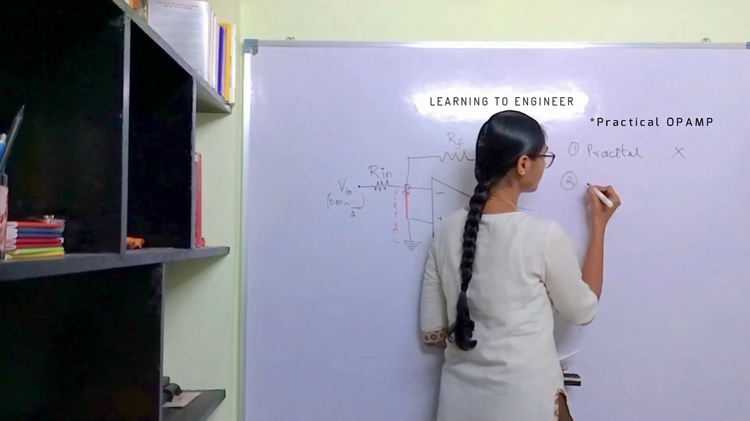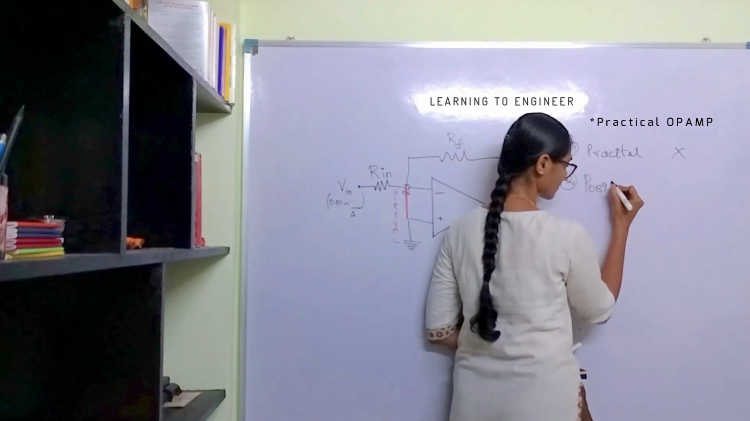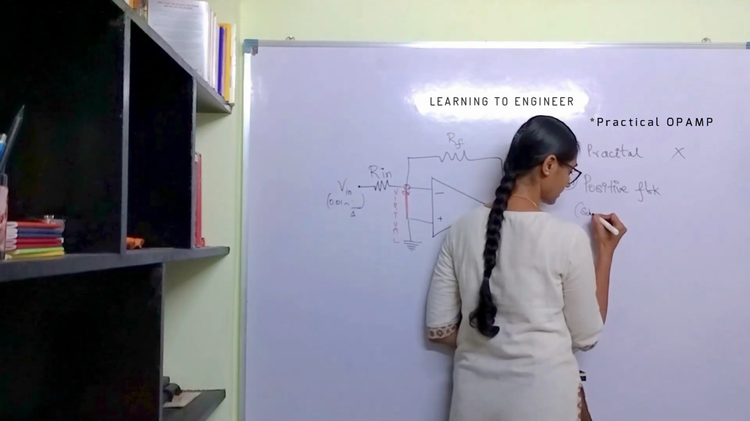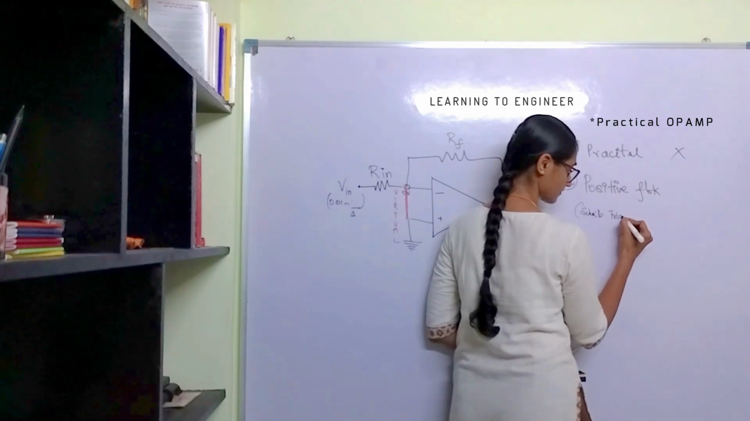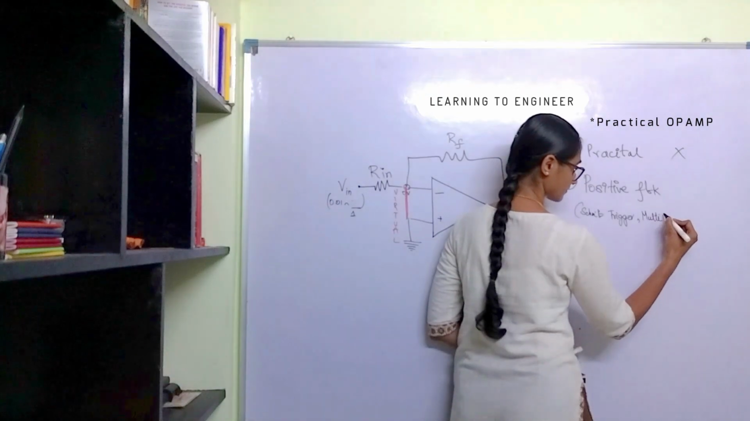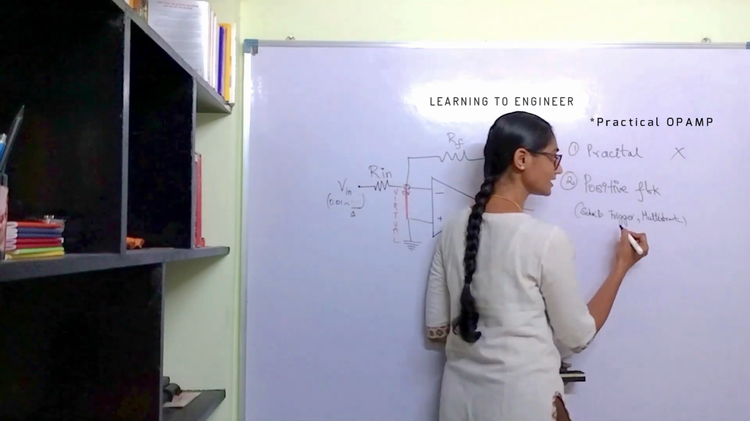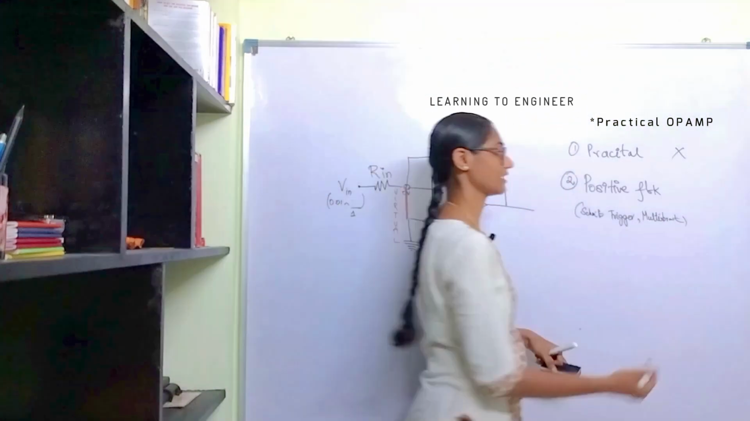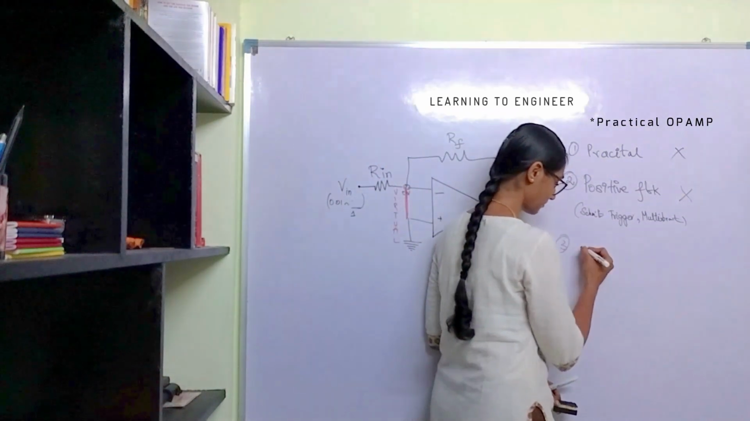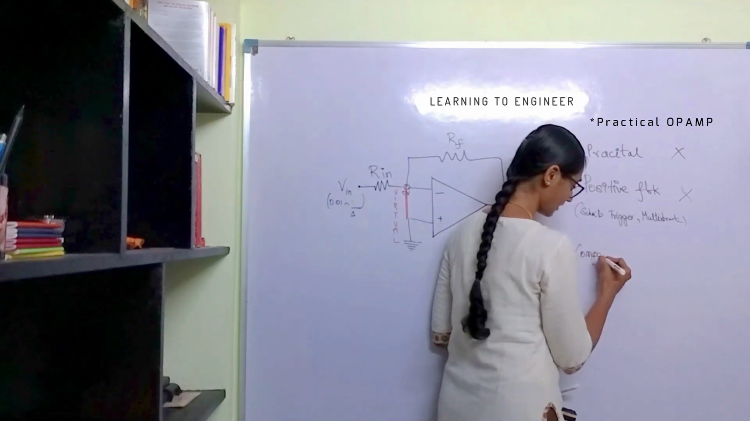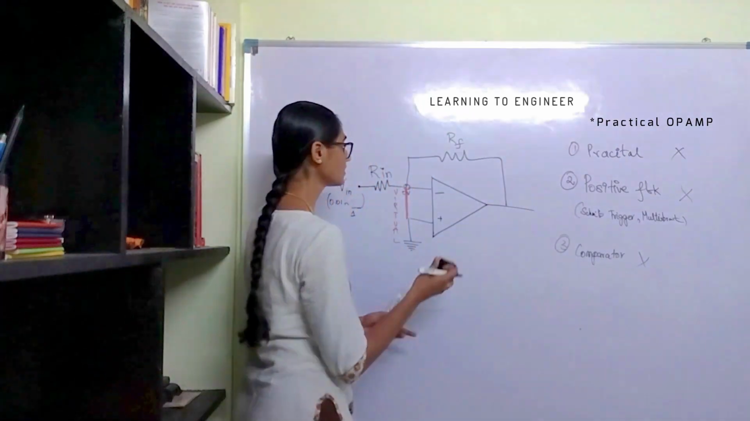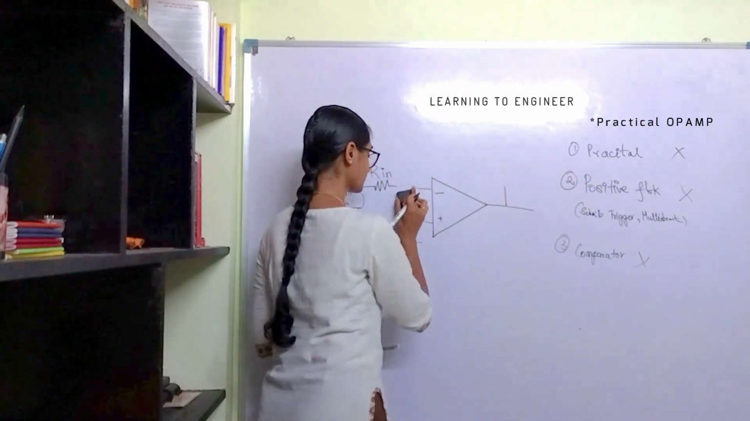The second thing is when we have positive feedback, for example a Schmitt trigger or a multivibrator. In these cases, we have positive feedback and hence this concept is not applicable. And also when we are seeing the op-amp as a comparator, the configuration itself is different. So again this is not applicable.